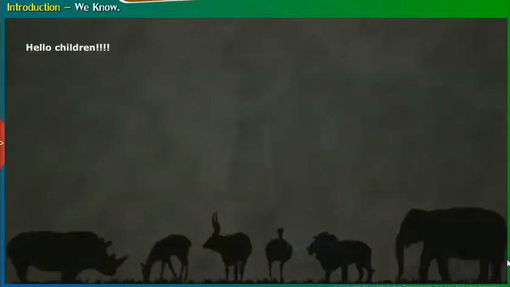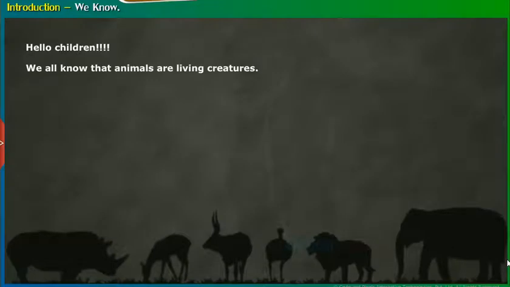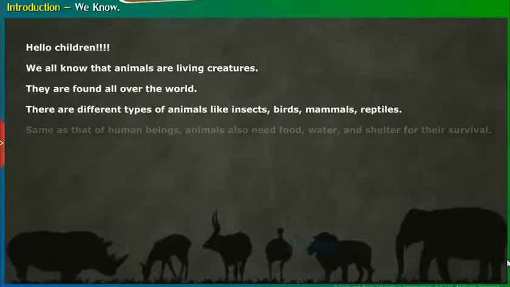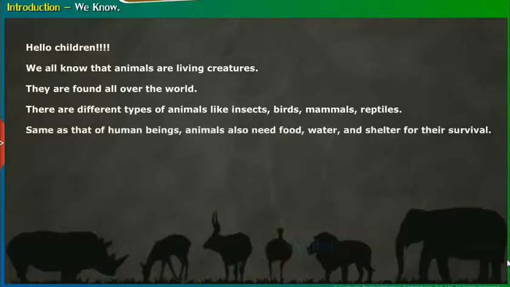Hello children. We all know that animals are living creatures. They are found all over the world. There are different types of animals like insects, birds, mammals, reptiles. Same as that of human beings, animals also need food, water, and shelter for their survival.